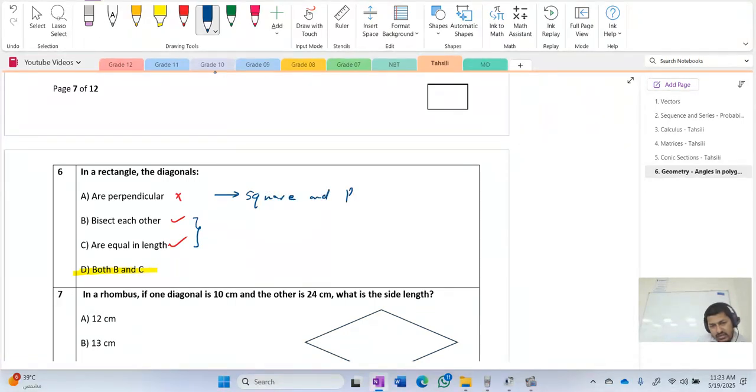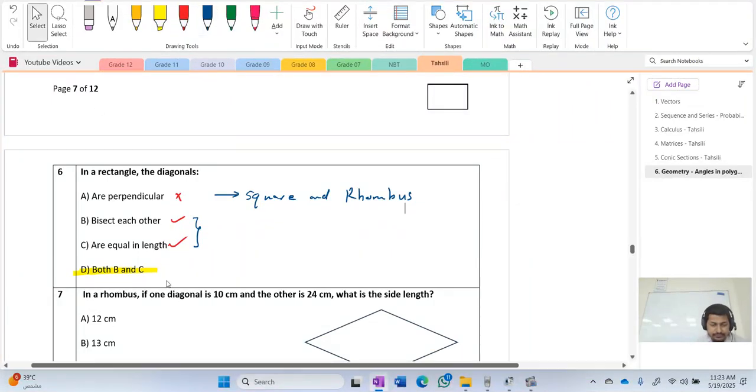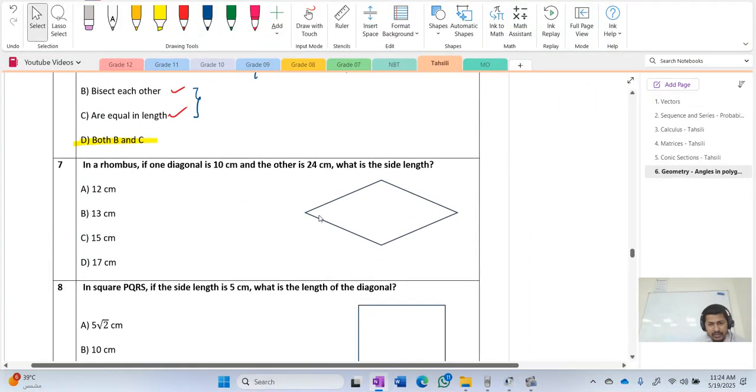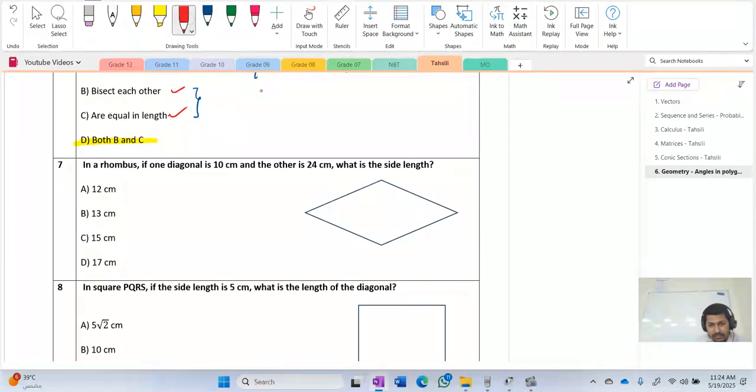In a rhombus, if one diagonal is 10 and the other one is 24, let's use 10 and 24. Remember, the diagonals bisect each other. So if the shorter diagonal is 10, it's going to be 5 and 5. 5 plus 5 is 10. And the other one is 24, so the diagonals bisect each other, so it's going to be 12 and 12.